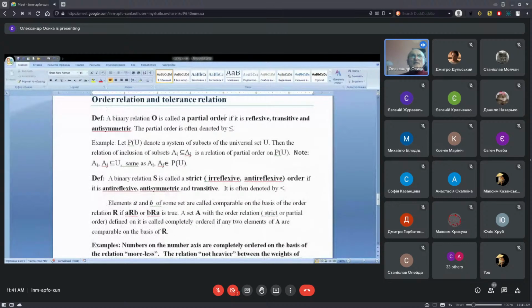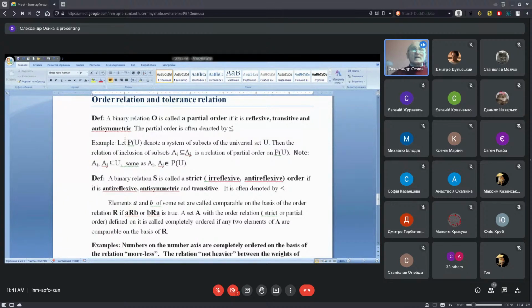Order relation and tolerance relation. A binary relation O is called a partial order if it is reflexive, transitive, and antisymmetric. The partial order is customarily denoted by this symbol, greater or equal.